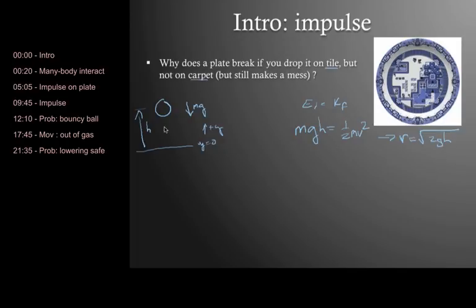So right before the plate lands, it has some velocity. After it hits the tile or the carpet, there's going to be an interaction there. So let's just consider the tile. Here we have v going down, and this is our tile. And then over here is our carpet.